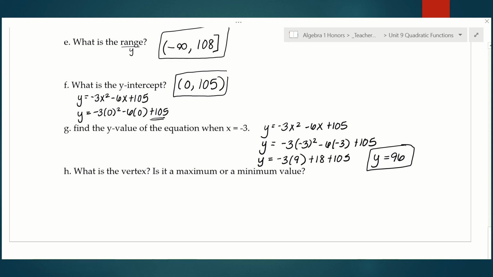All right, last question. What is the vertex, and is it a maximum or a minimum value? Okay, so we've already identified the vertex in part B. We said that it was -1, 108. And we've talked about how this parabola opens downward, meaning that there is a maximum point. Our vertex is our maximum. Okay, if the parabola was opening upward, there would have been a minimum point, and our vertex would have been that minimum point.